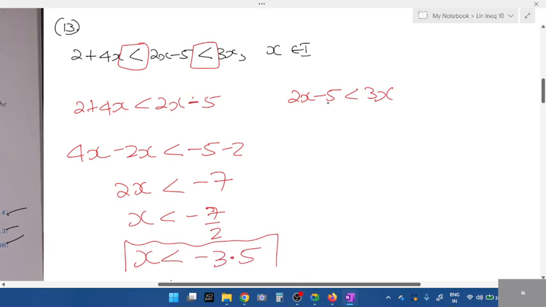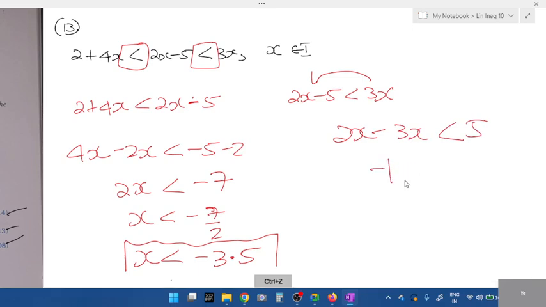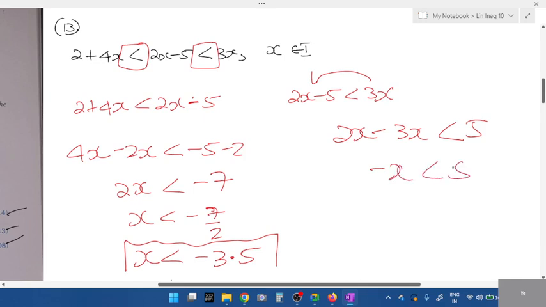Next question. 2x minus 5 is less than 3x. Shift 3x to the other side. Try to always keep x on the left hand side. So 2x minus 3x is less than minus 5 goes to the other side, plus 5. 2 minus 3 is minus 1x, or just minus x, students. Minus x less than 5.